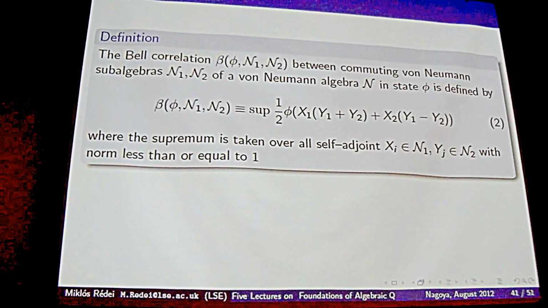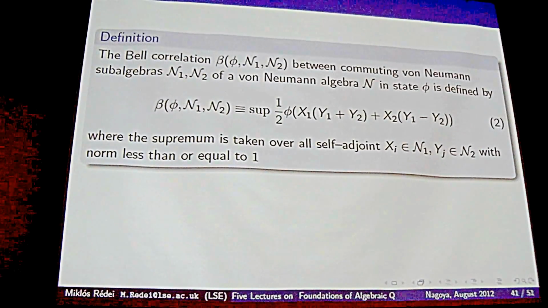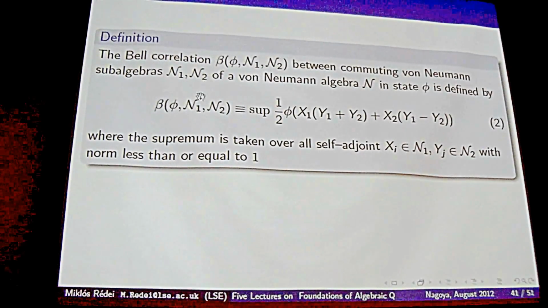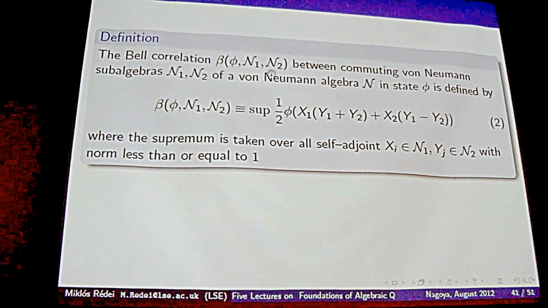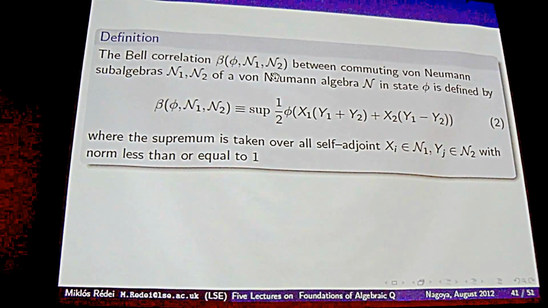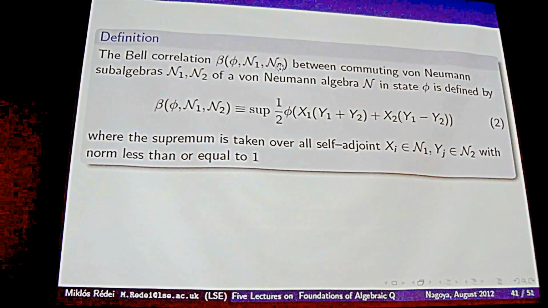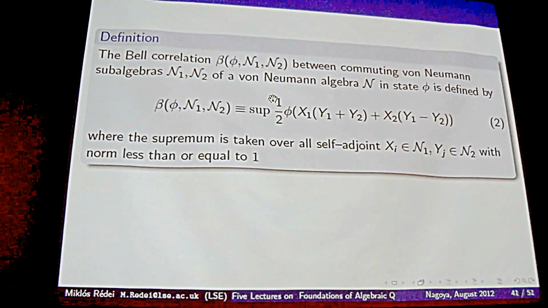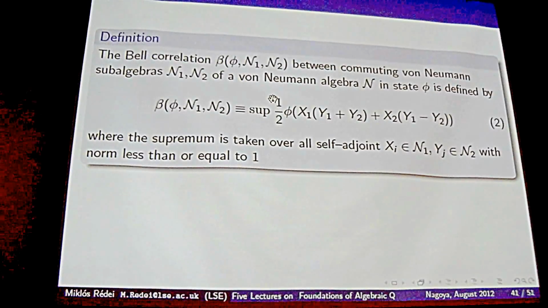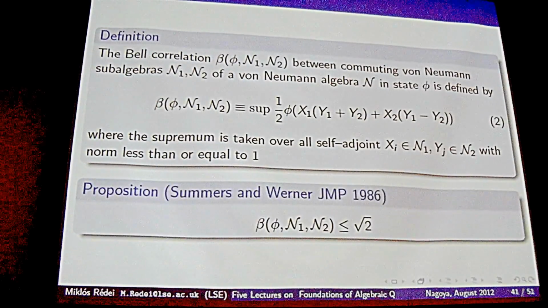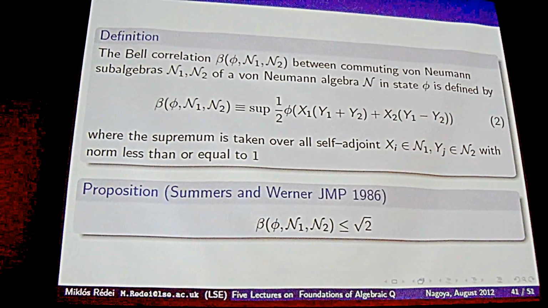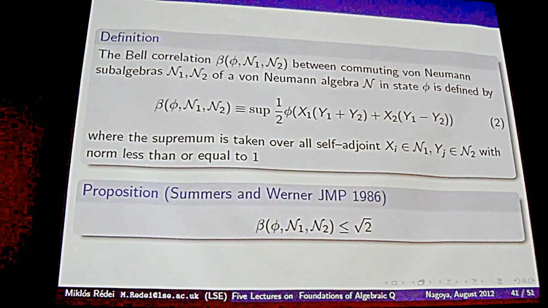And this is the kind of correlation which we will investigate in the context of quantum field theory, where these von Neumann algebras will be local von Neumann algebras in a net, and the interesting cases, of course, are when they will be von Neumann algebras associated with regions which are space-like separated. But before turning to that, a couple of general statements about the Bell correlation.